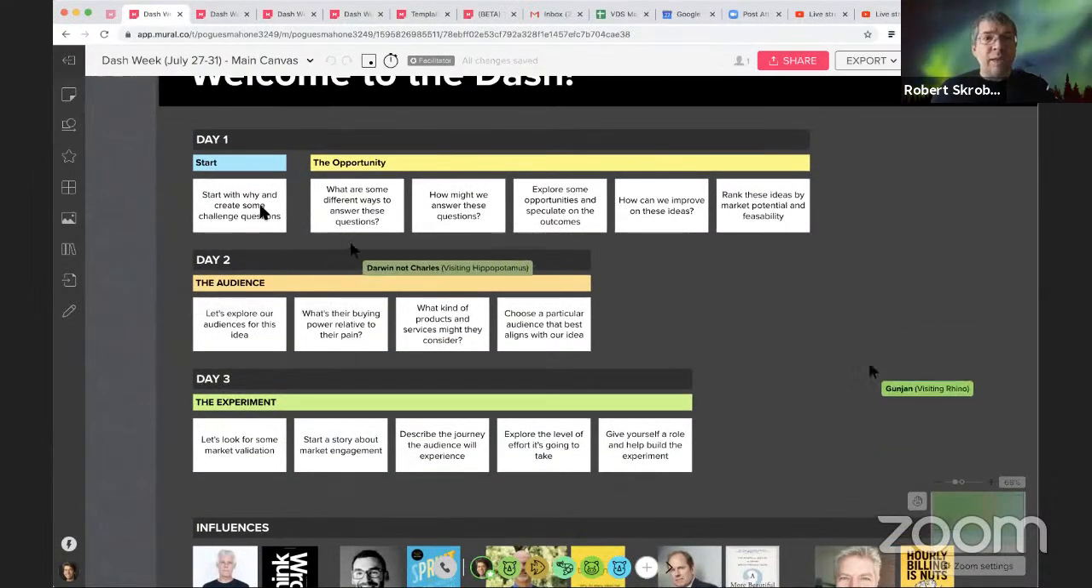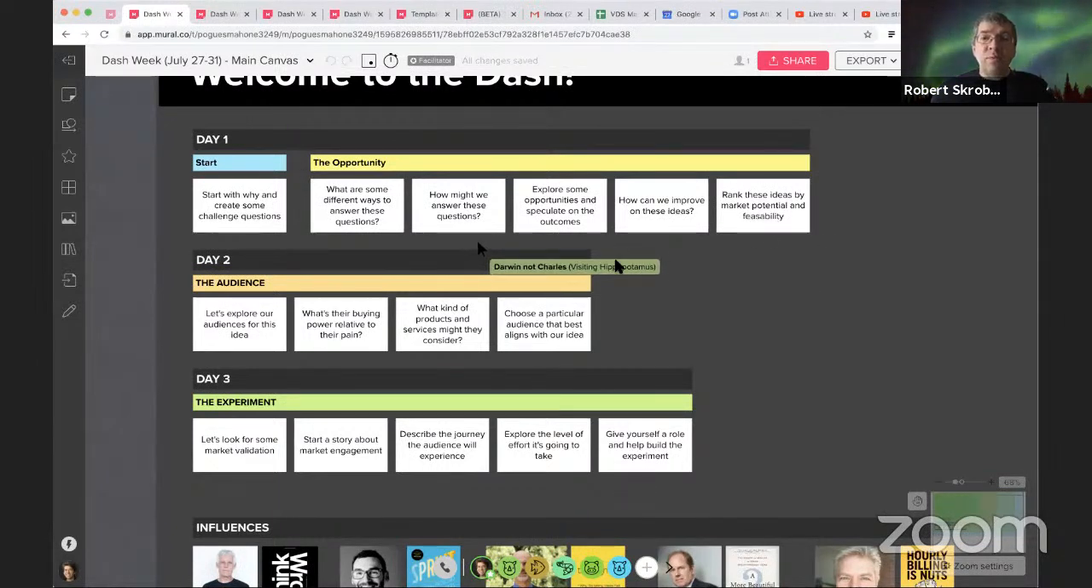First, you start off with asking some challenge questions, and we start with why. Then we go through the opportunity in terms of answering the questions, exploring the opportunities related to the questions, and then getting some ideas around those answers that we have for market potential and feasibility.